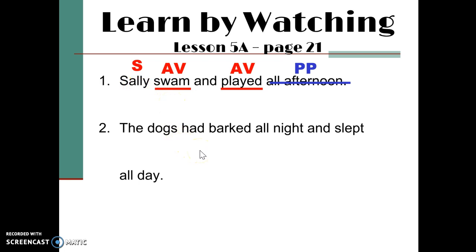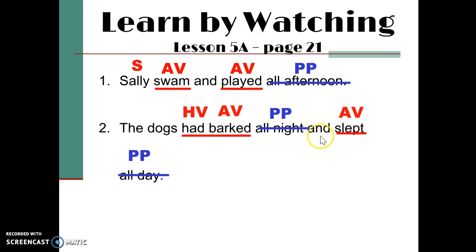In the next sentence, the dogs had barked all night and slept all day. We're going to mark out our imposters: all night and all day. We're going to look for our verbs, any verbs that I see that I know are action verbs, barked and slept. And I recognize had as a helping verb on our list, so I'm going to underline that. And I'm going to mark barked and slept. Again, we've got it connected with a conjunction and as action verbs and had as a helping verb. Now I'm going to ask myself to root out the subject, who or what barked and slept? The dogs barked and slept.